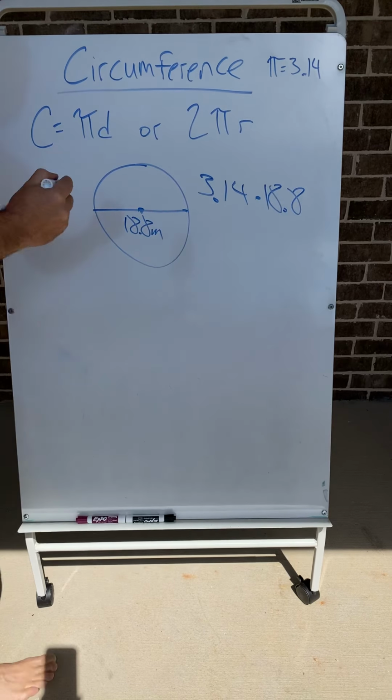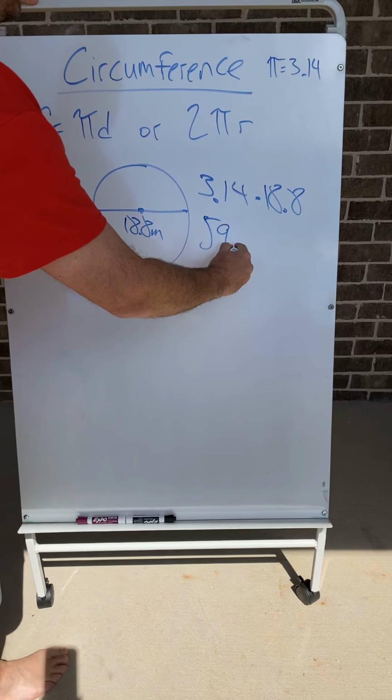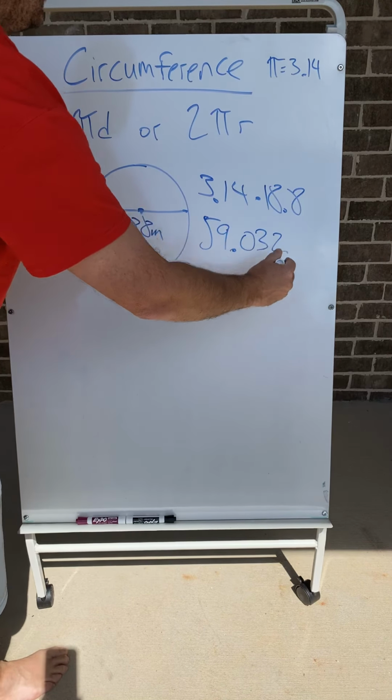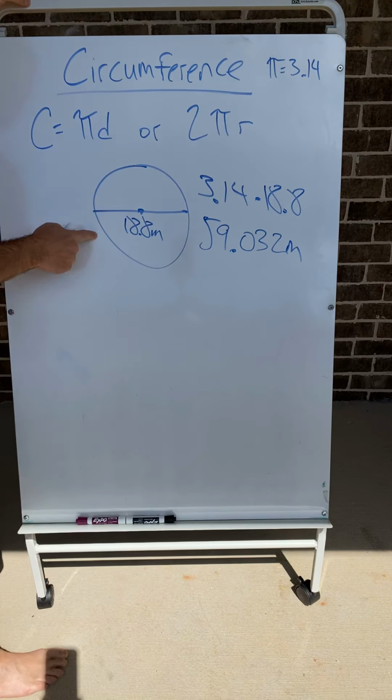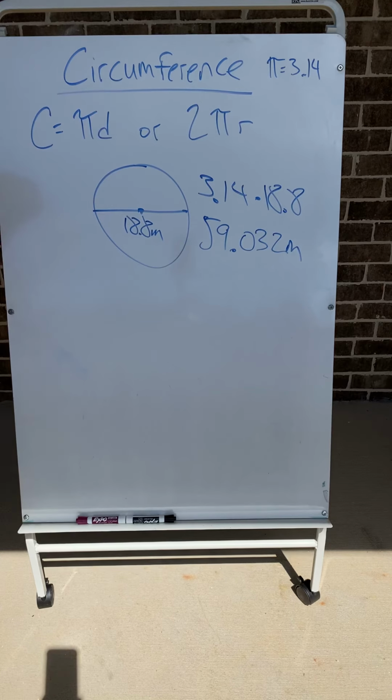59.032, and it's meters. That's going to be your distance around this circle. That's the distance on the outside. Kind of like a perimeter is for squares or rectangles. This is the perimeter of a circle. It's called a circumference.